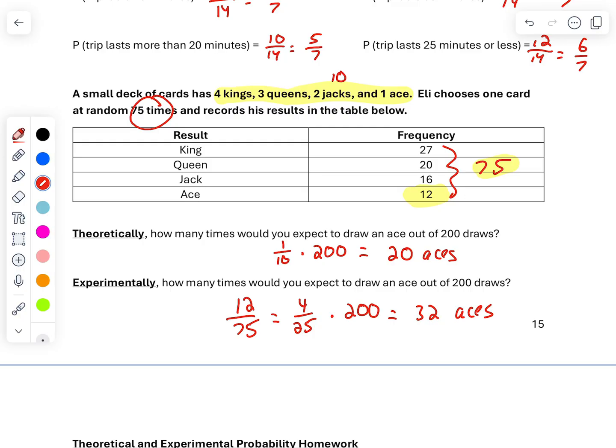So I would expect more aces experimentally than I would theoretically. And again, those numbers can be different or they can be the same. So what you have to notice here and remember is however many times you're doing the draw, that's what you're multiplying your probability by. So if it said you're doing this 10,000 times, you would multiply it by 10,000.